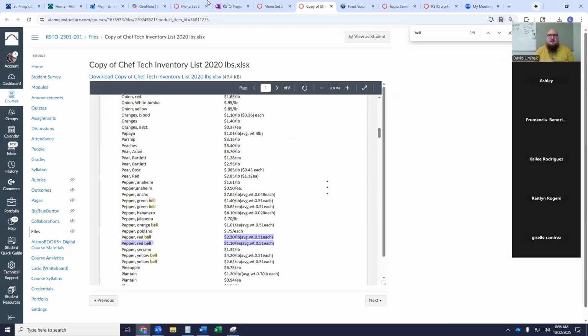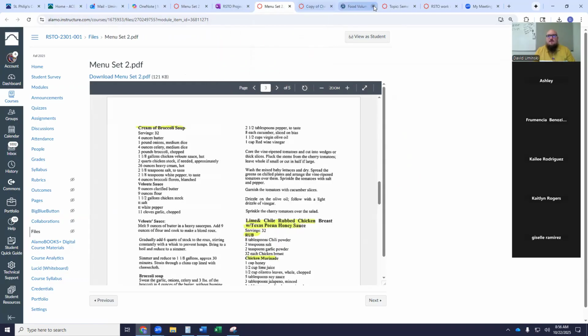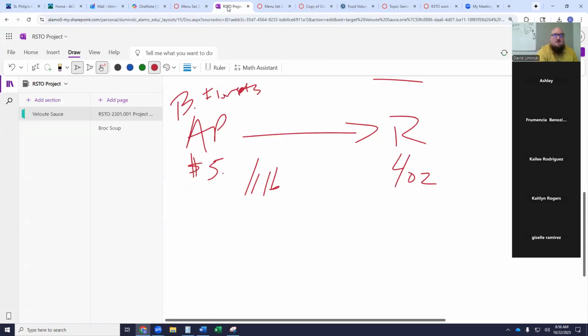Okay, let me just double check that. $5.10 per pound. Okay, so $5.10 per pound, and then we need 4 ounces. And you said you went to the volume to weight conversion website. Yes. Okay, so I think that probably is one mistake that students make regularly.